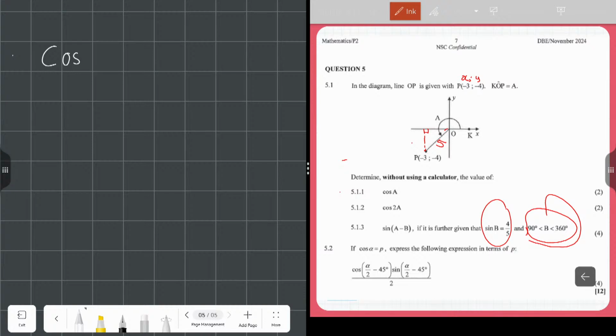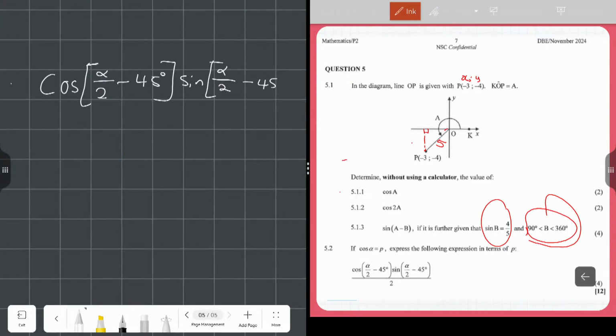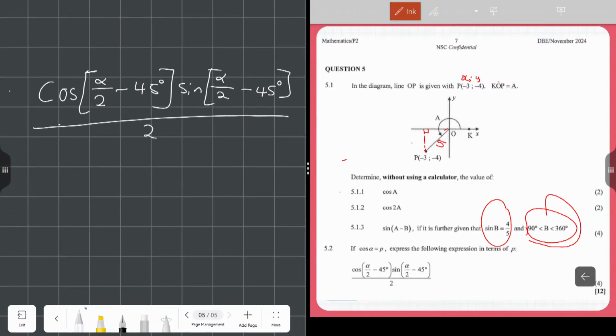So we have cos of alpha divided by 2 minus 45 degrees, and then we are multiplying this by sine of alpha divided by 2 minus 45 degrees. All this is divided by 2.